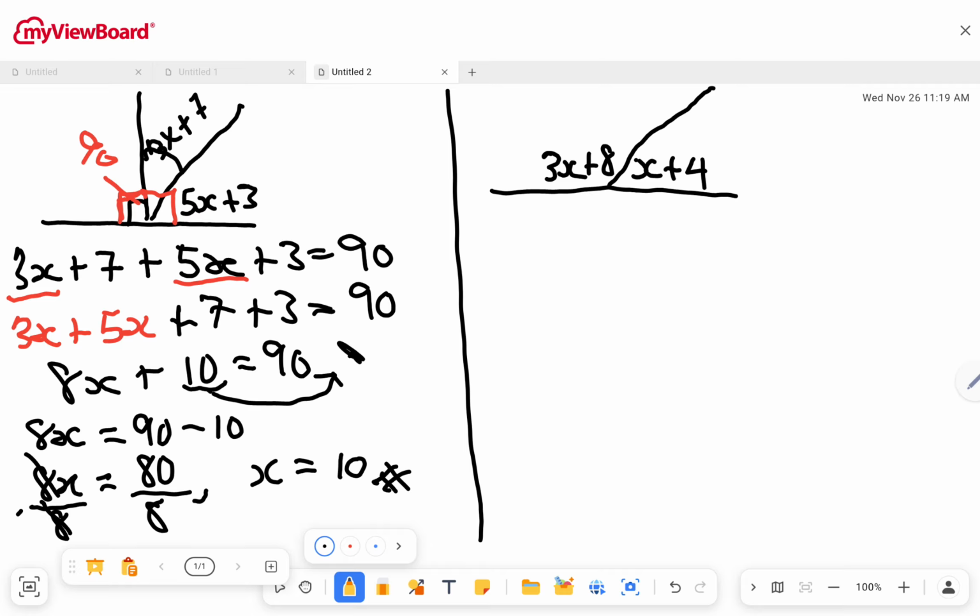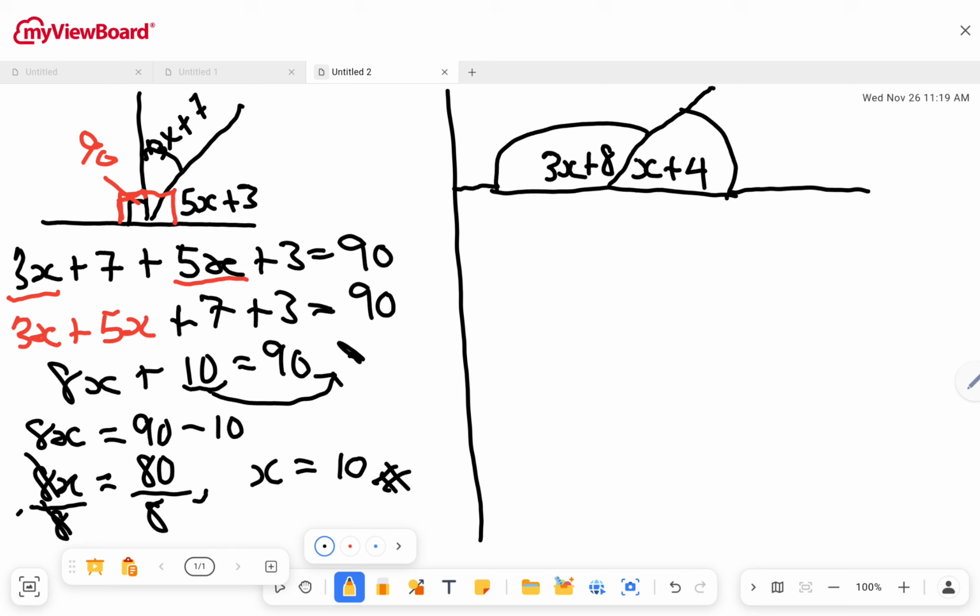Now let us come to this question, the last question for the day. 3x plus 8 is one part of the angle, and then x plus 4 is another part of the angle. Please, this is a straight line question. And I guess you know the angle on a straight line. The sum of the angles on a straight line is 180. The sum of the angles on a straight line must give you 180.